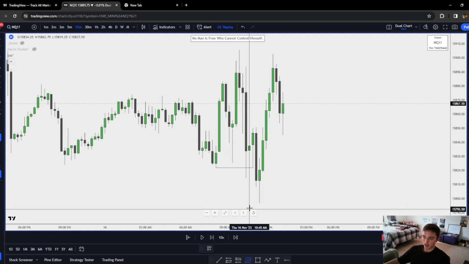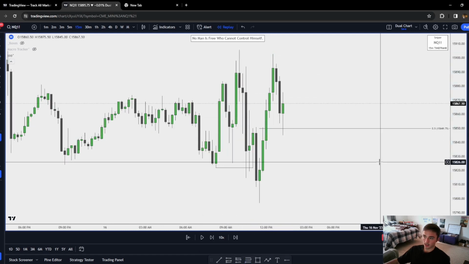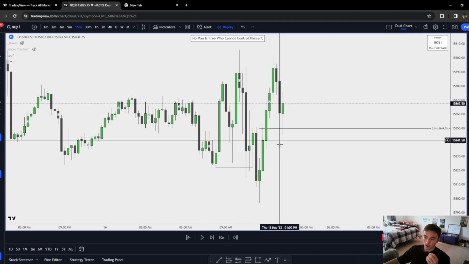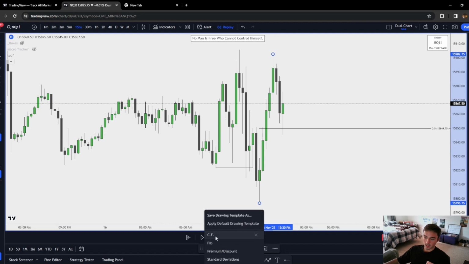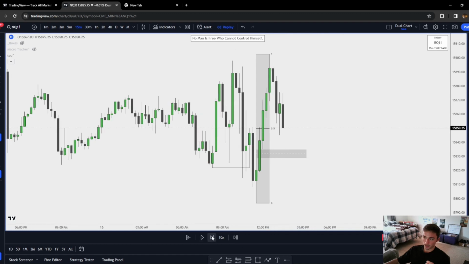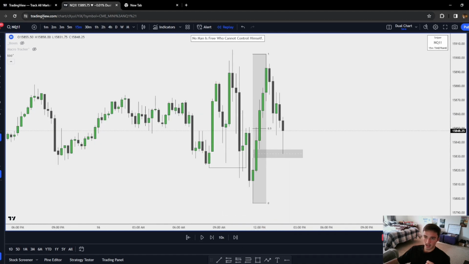So right here, what do you want to do if there's two fair value gaps? You want to pull out your little fib tool, look for equilibrium and what is in a discount. So we have discount lying right here, so we should be looking to see if this one gets traded into. So here we get that traded into.